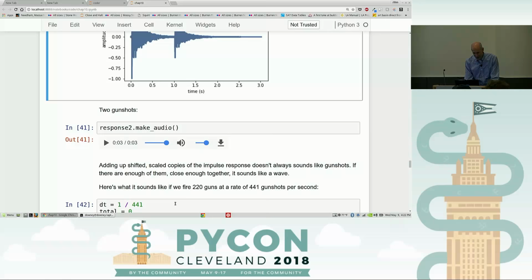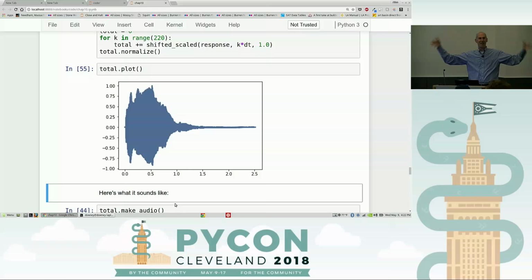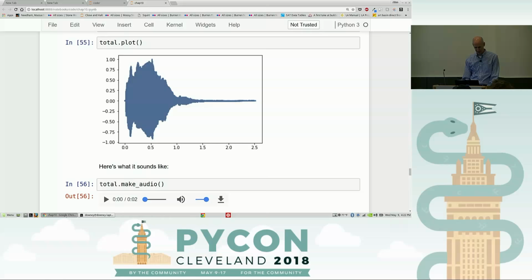One way to see that that's true is that if you hear things like half a second apart, you clearly identify them as two different sounds. But if I play a gunshot 220 times per second, you don't hear bang, bang, bang, bang, bang, bang, bang. You hear something that sounds like a tone at 220 hertz. That was a 220 gun salute played with a spacing between guns of a few milliseconds.